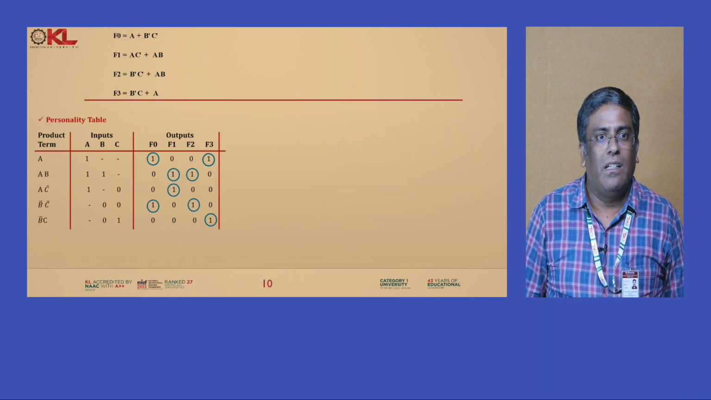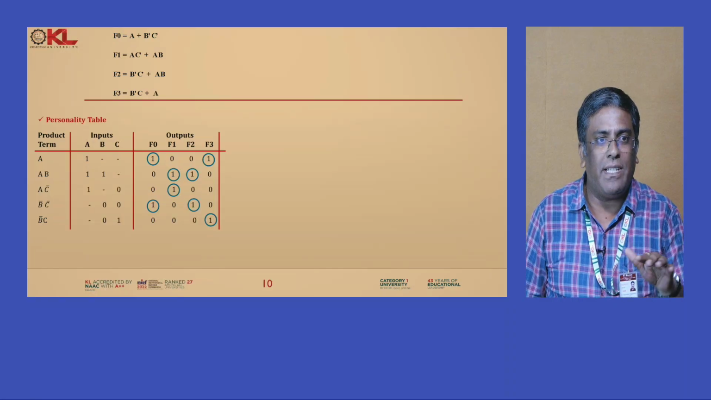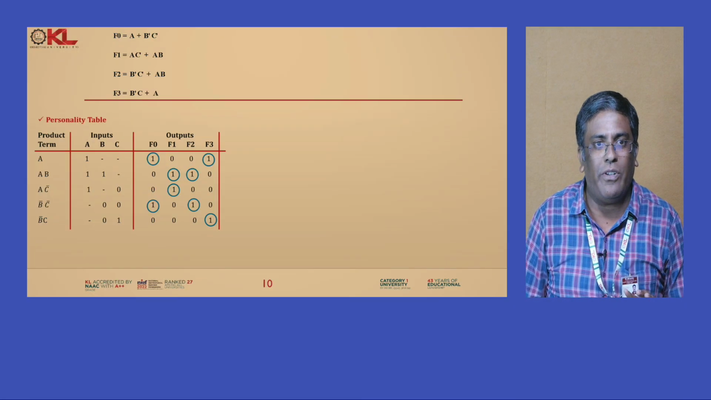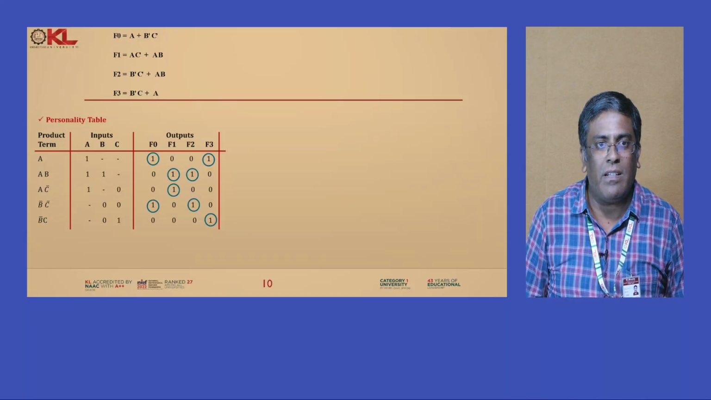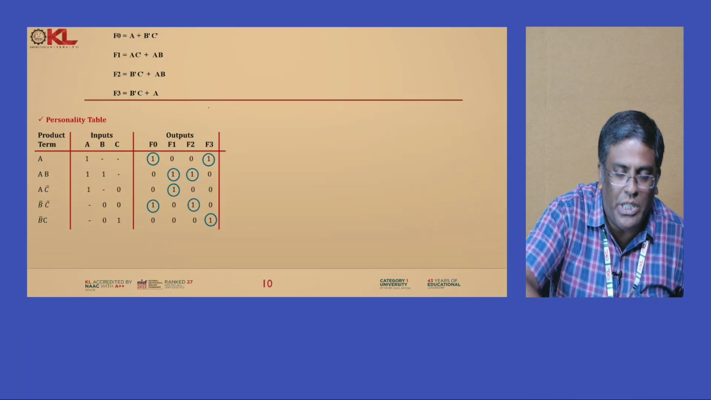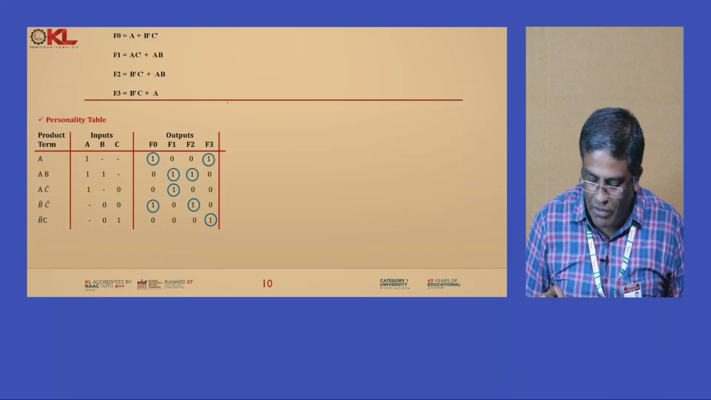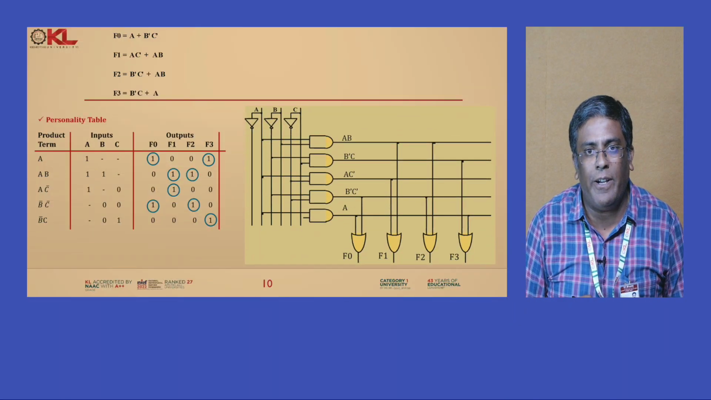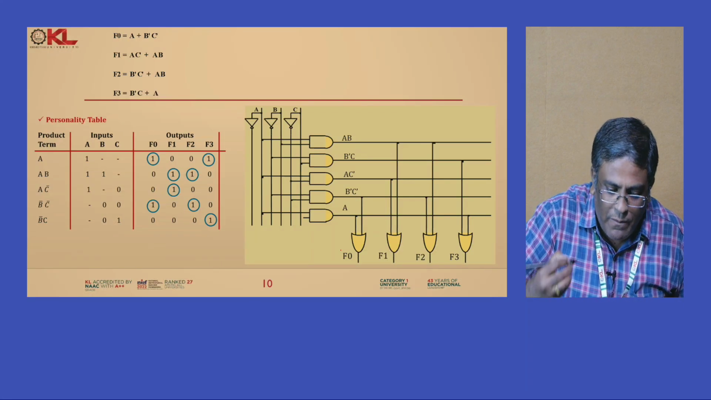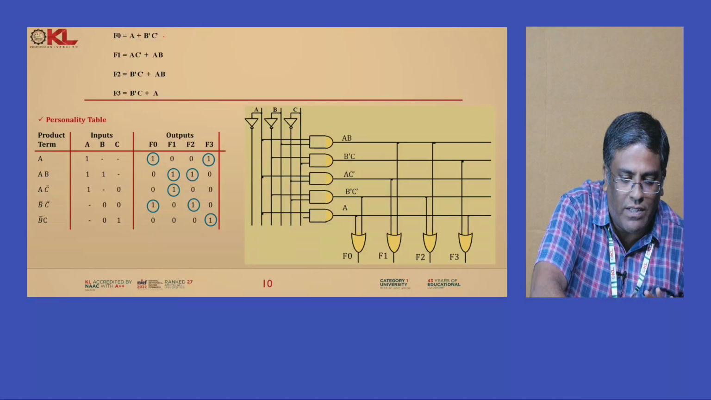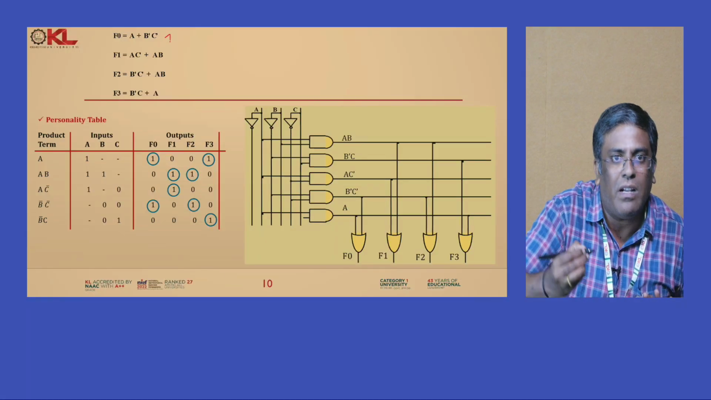Right? As in the previous slide, I am just looking at the table. You can look at the table again to see how it is going to be. That's what we saw in the previous slide. Now we should convert that into a logic diagram. See how the logic diagram is going to be available for F0. What is the meaning of F0? F0 is nothing but A plus B bar C bar.